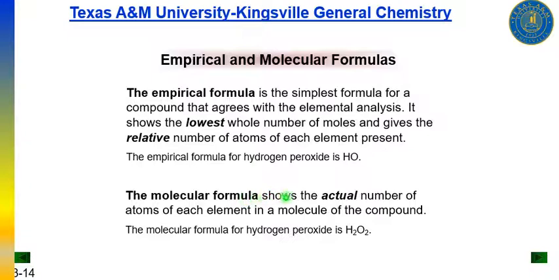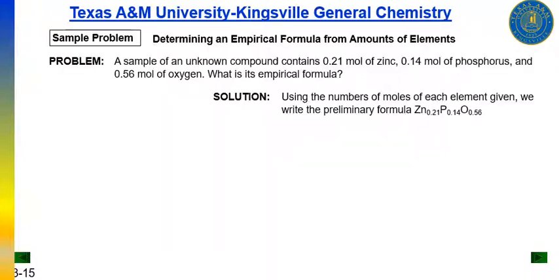The molecular formula shows the actual number of atoms of each element in the actual molecule of the compound, such as hydrogen peroxide, which has the empirical formula HO. The actual molecular formula is H2O2. How can we determine this empirical formula and then the molecular formula? For example, if you know a sample is composed of 0.21 moles of zinc, 0.14 moles of phosphorus, and 0.56 moles of oxygen, what's the empirical formula for this substance?